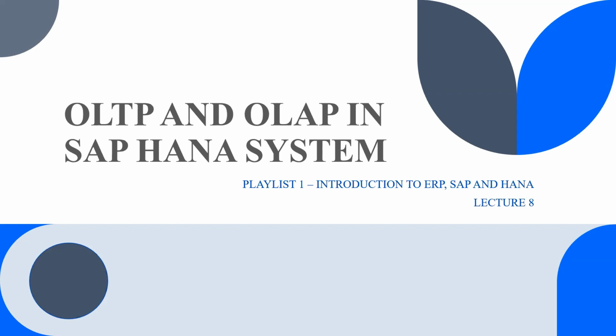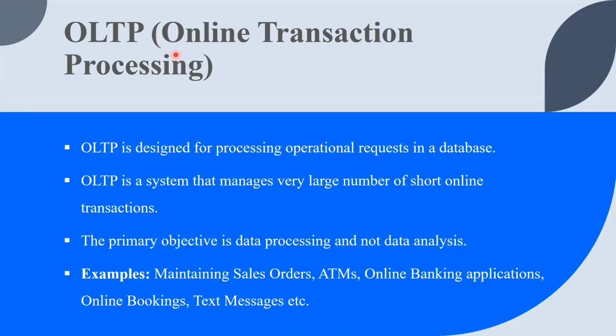OLTP and OLAP are two processing systems differentiated based on the roles played in terms of data processing. Firstly, we see what is OLTP. Here, OLTP stands for Online Transaction Processing, and it is designed for processing operational requests in a database and also manages very large number of short online transactions, which means each and every request made by the user is recorded online and fed as transactions. And the primary objective of OLTP is data processing but not dealing with data analysis.